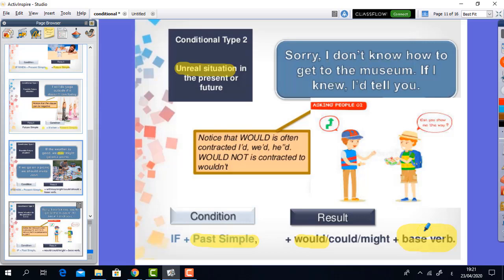One example: here the first person asks the second about the directions to the museum. He replied, "Sorry, I don't know how to get to the museum. If I knew, I'd tell you, I would tell you, but actually, I don't know."